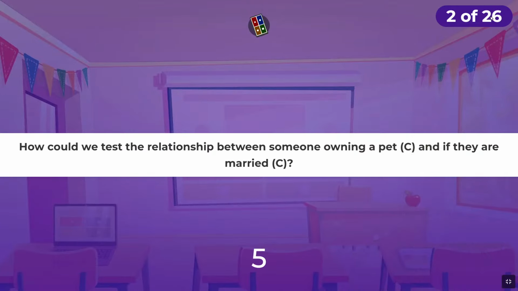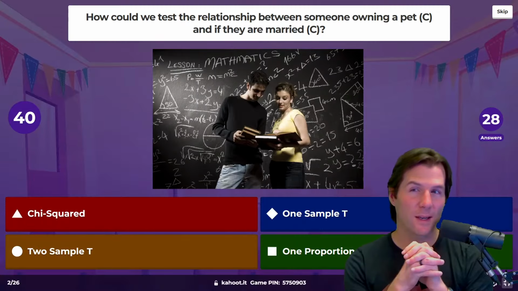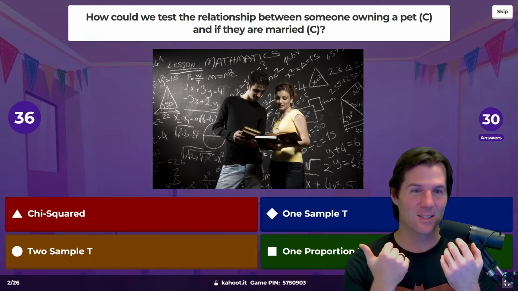How can we test a relationship between someone owning a pet and if they're married? You got this. I know you got this. Who can put in the chat what this is related to? What condition is this? Oh, we already have a mosaic. You're right. It's related to mosaic. And with both these variables being categorical, this is actually the what condition?